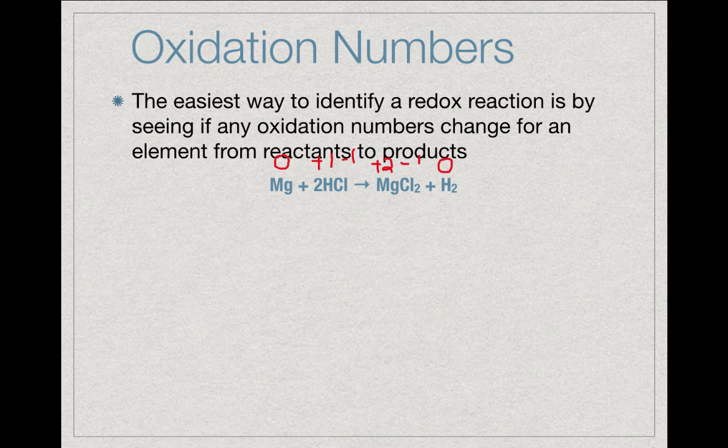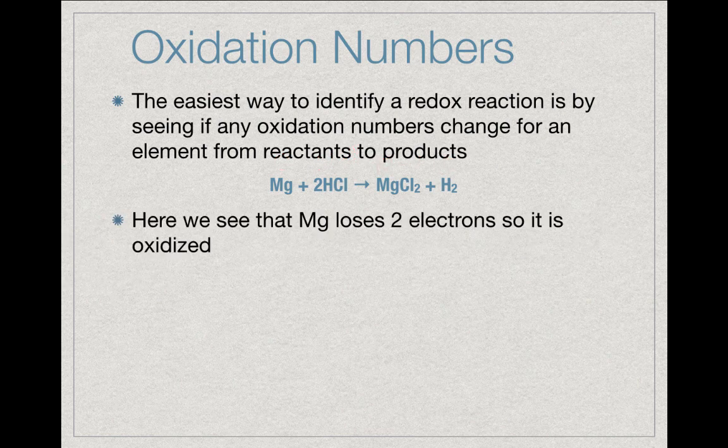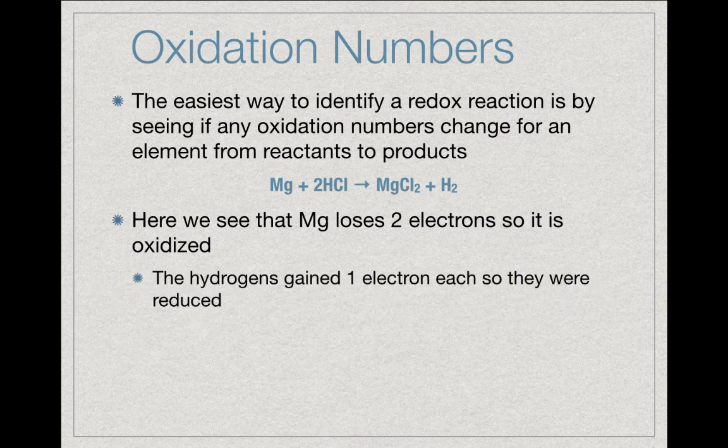So we see that magnesium changed oxidation states going from 0 to +2, and the hydrogen changed oxidation state going from +1 to 0. So what we saw there is that the magnesium lost 2 electrons, and any time an element loses electrons in going from reactants to products, we say that that element is oxidized. The hydrogens we saw gained an electron because they went from a +1 oxidation state to a 0 oxidation state. So when elements gain electrons, we say that they are reduced.